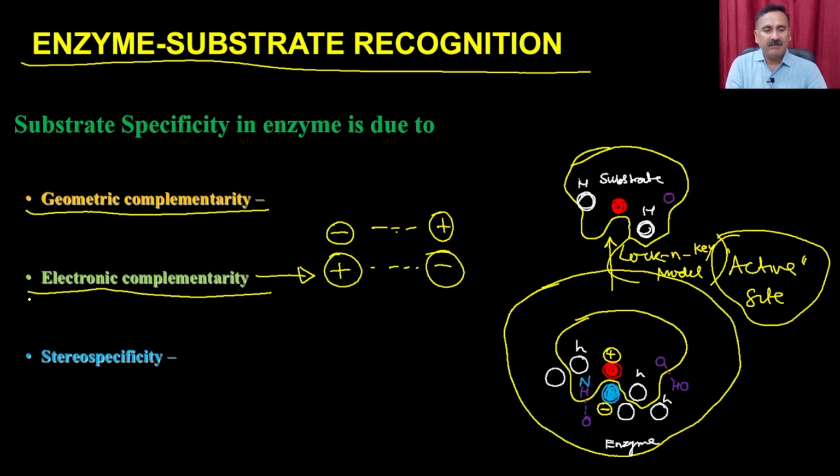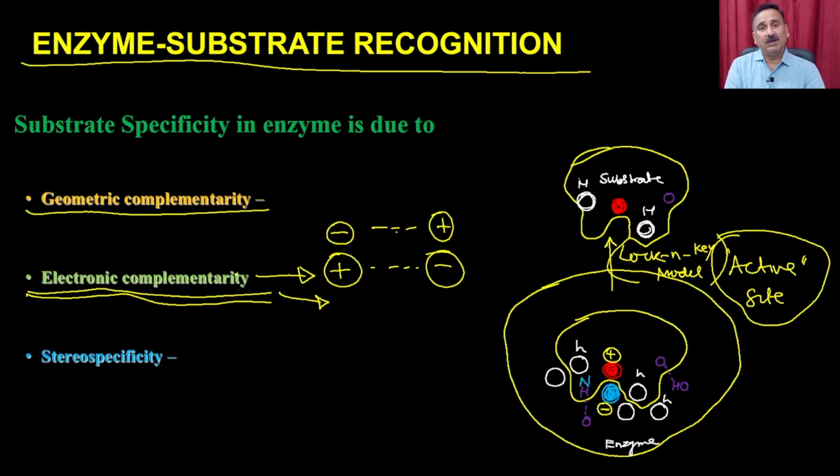So electronic complementarity is very important because it is going to give you the affinity parameters. It's going to distinguish even closely related molecules. For example, if we talk about hexokinase and glucokinase, hexokinase has a very relaxed specificity, so it can recognize different types of substrates, whereas glucokinase is only specific for glucose.